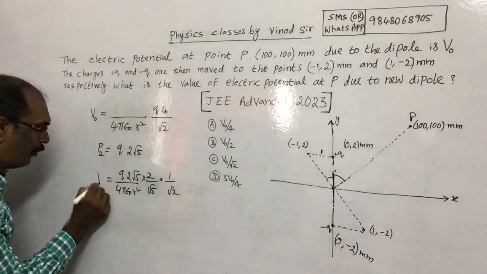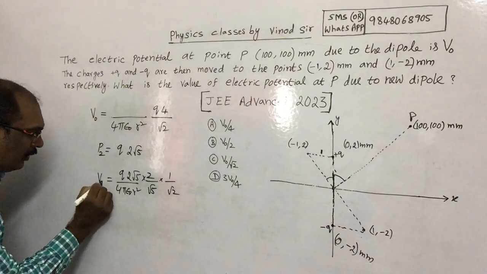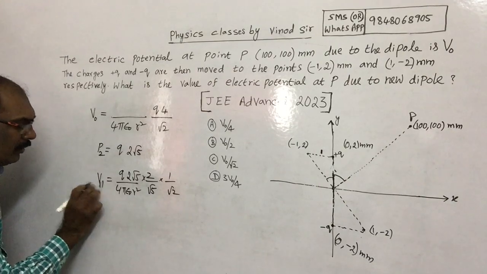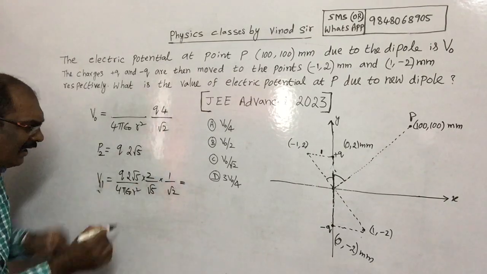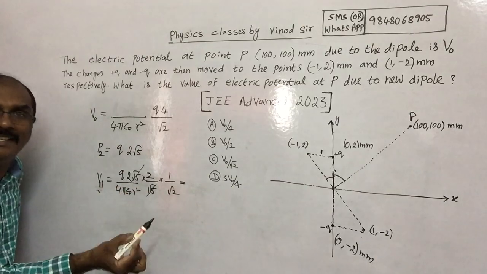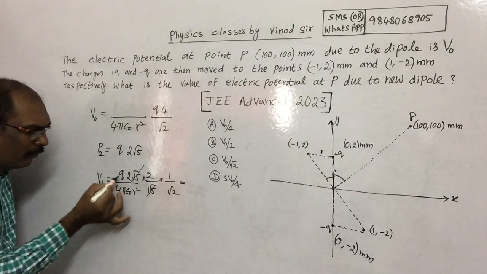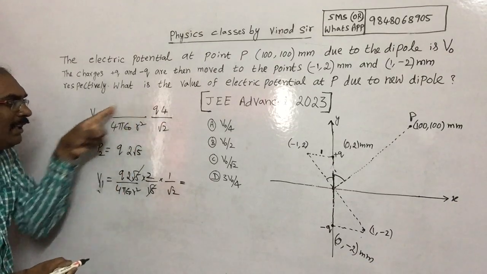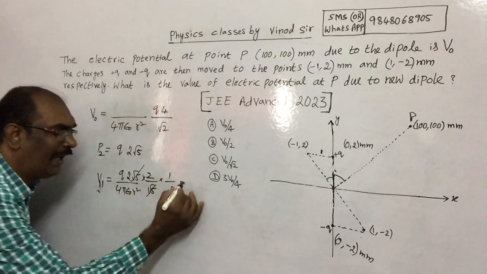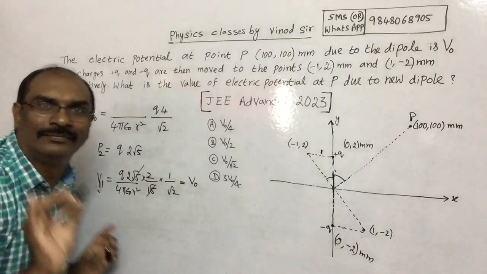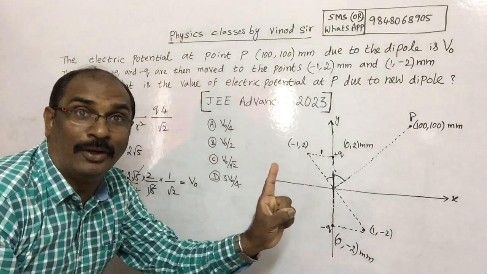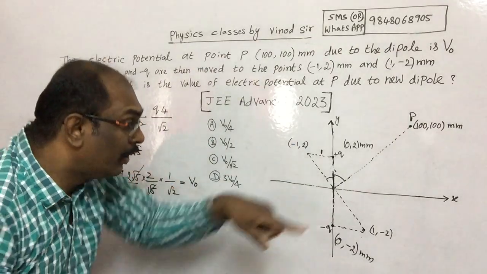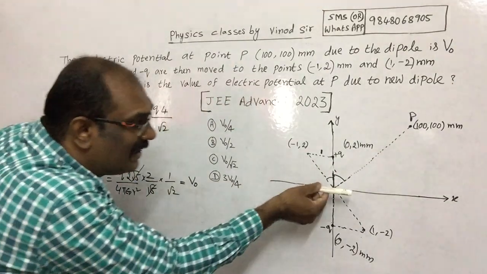So let me call that component V1, which is equal to, see, root 5 cancels, and you see 4q by 4 pi epsilon naught r square root 2. Same thing is there, no? Whatever is here, same thing is there. So I can write this as V naught. So due to one component, we calculated the potential. Due to another component, this is another component.